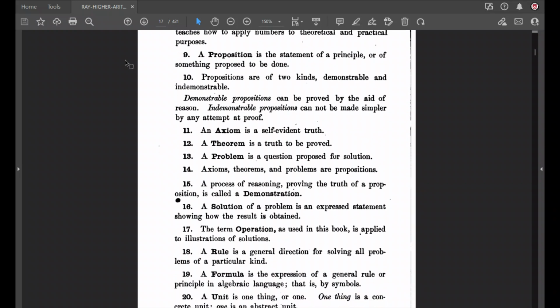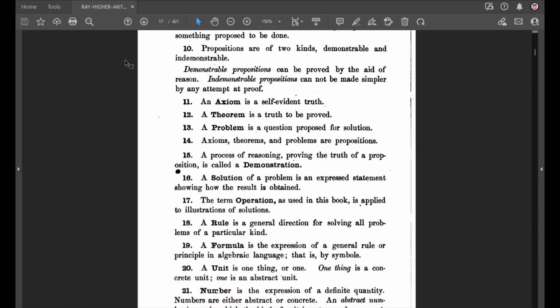Article 15, a process of reasoning. So we keep talking about how we have to prove things. We have to prove this. We have to prove this. Article 15, the process of reasoning by which we prove the truth of a proposition is called demonstration.